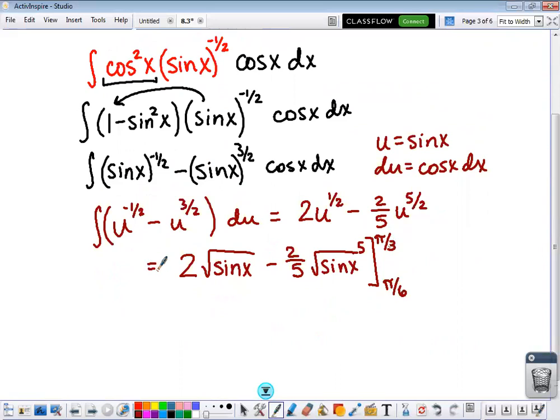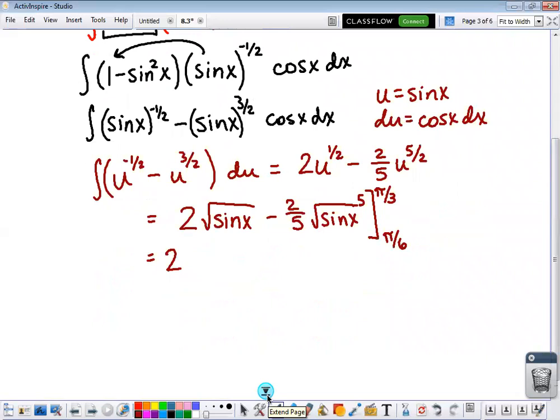All right, so now plugging those in. So 2 times the square root of sine of pi over 3. Well, sine of pi over 3 is going to be the square root of 3 over 2. All right, so that's going to be square root of 3 over 2 to the 1/2. Or you could put another square root symbol over it, but we'll just leave it to the 1/2 actually. All right, minus 2/5. These are just really weird numbers. The square root of sine x to the 5th. I should have just left it to the 5/2. So sine of pi over 3 again is square root of 3 over 2, and I'm just going to write that to the 5/2.